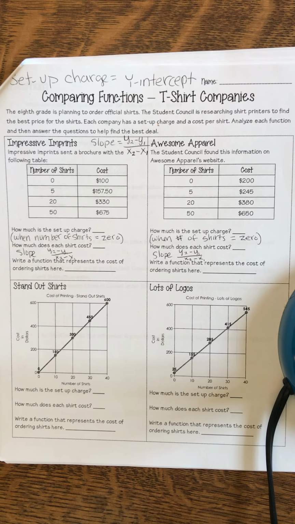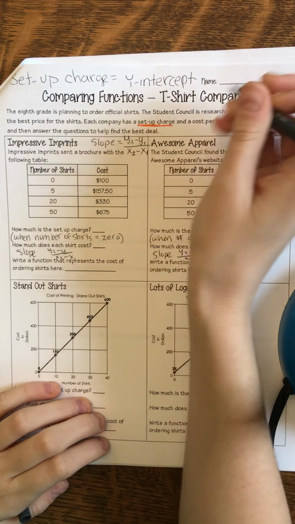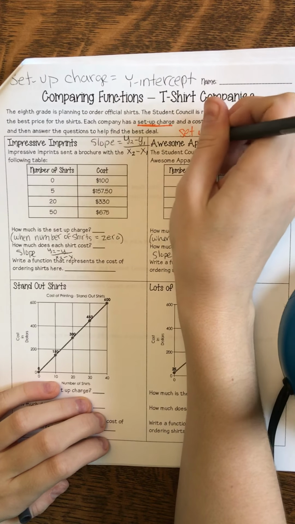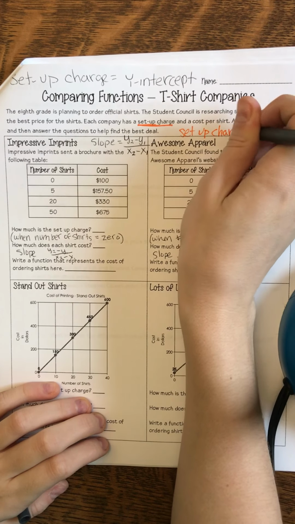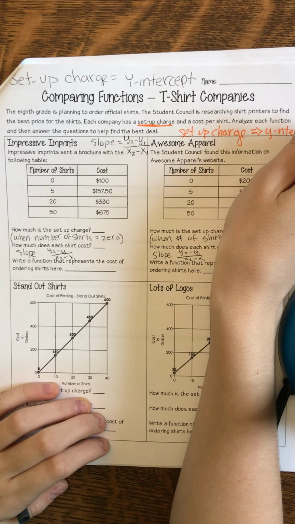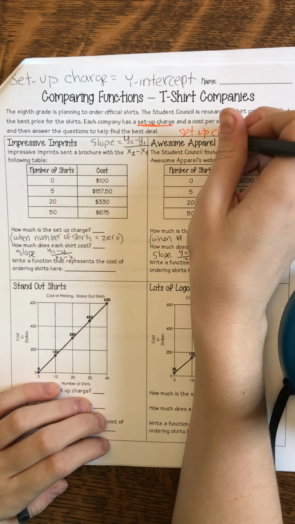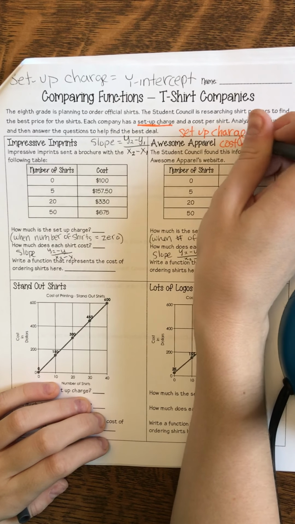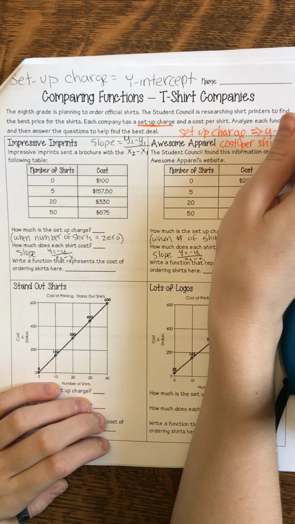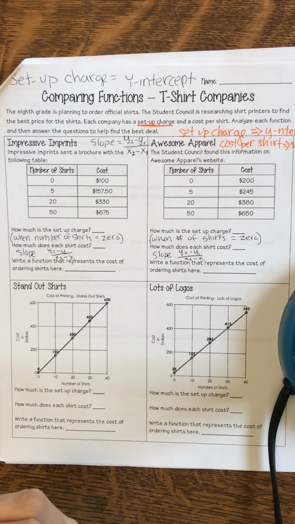Okay, so there are two things I want to go over first before we get started. The setup charge is the y-intercept. To find the setup charge, we need to find the y-intercept, which is when x is 0. And then the cost per shirt, I'm sure you're saying it while watching this, it's the slope. So now that we know what we're looking for, the y-intercept and the slope, we can analyze each function. We're going to go through it. I'm not going to answer every question because then you guys wouldn't have to do anything.